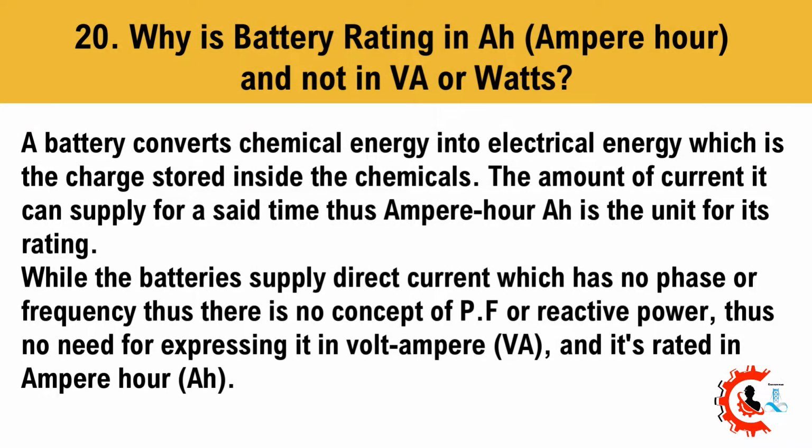20. Why is battery rating in ampere-hour and not in volt-ampere or watts? A battery converts chemical energy into electrical energy, which is the charge stored inside the chemicals. The amount of current it can supply for a said time, thus ampere-hour, is the unit for its rating. While the batteries supply direct current which has no phase or frequency, thus there is no concept of power factor or reactive power, thus no need for expressing it in volt-ampere, and it's rated in ampere-hour.